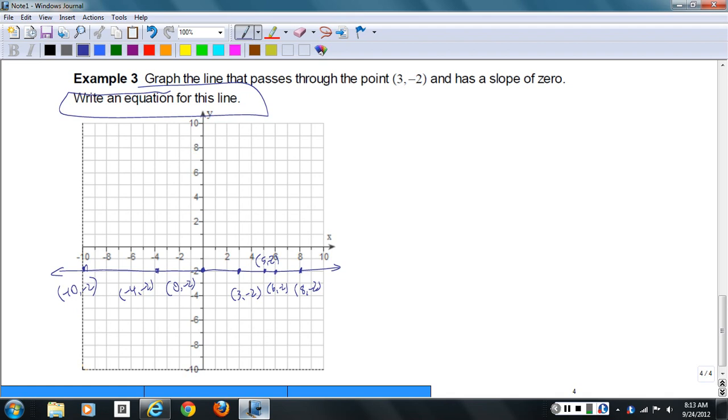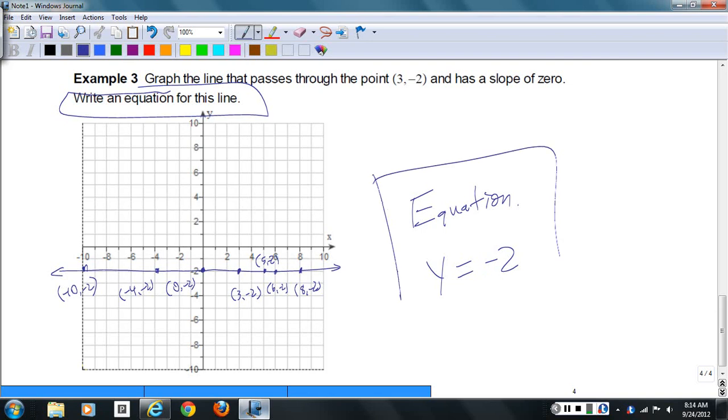So an equation for this line could simply be y equals negative 2. This is the set of all points in the plane that have negative 2 as their y coordinate, and that describes this line. In most equations of lines we have an x term and a y term. This one doesn't have the x term because when the x value changes, it has no effect on the y term. All we need to know is the y coordinate is negative 2, and it's a point on this line.